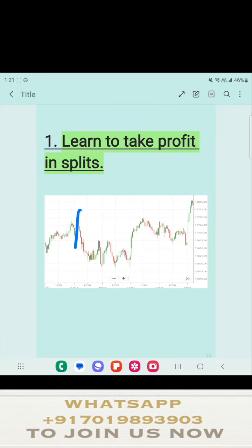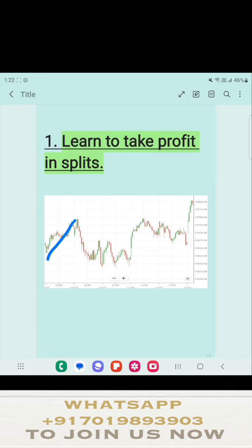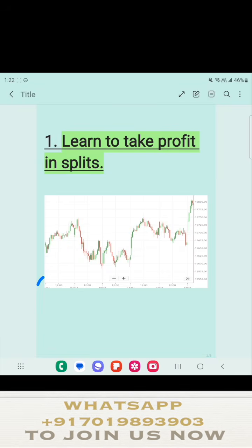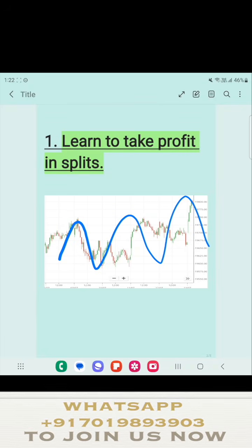You always see a zigzag movement in stock market trading. Whether you're trading in equity, futures, or anything, there will always be a movement upward and downward and upward and downward. But you cannot always see a stock moving straight up like this or straight down like this. So there will always be a zigzag kind of movement. So you have to always take a split and exit.